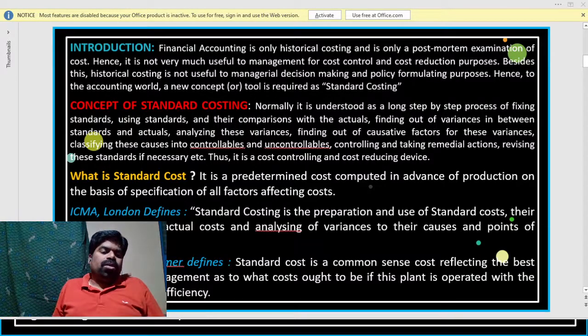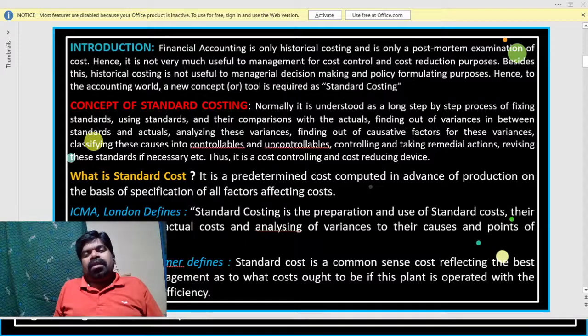So these are the two definitions, whatever the definition is. But ultimately what we say is that at the point of incidence, we can compare standard cost with the actual cost. We can analyze the cause and effect. And then in future, what is the unwanted cost, what is the wanted cost, or we can say, what are the controllable expenditures and what are the uncontrollable expenditures.